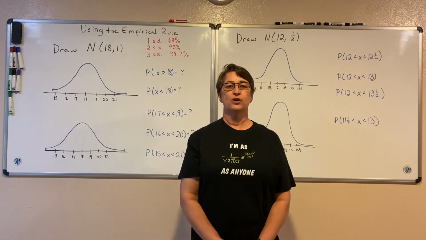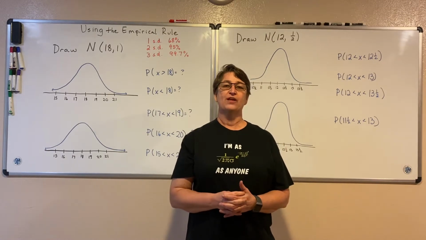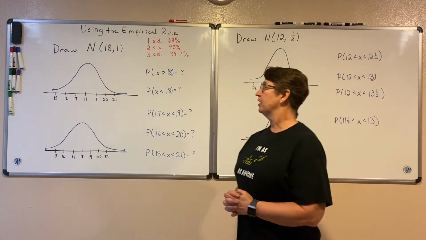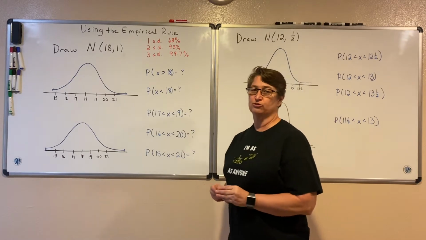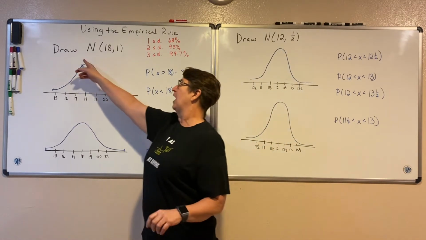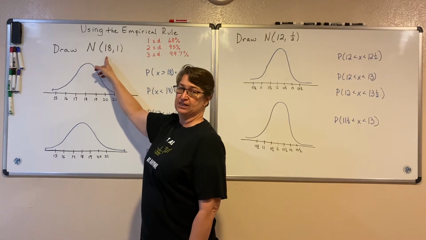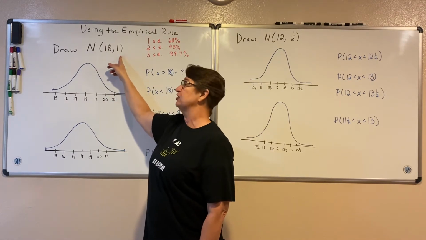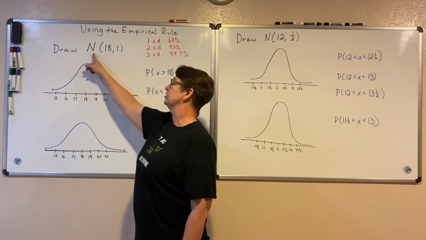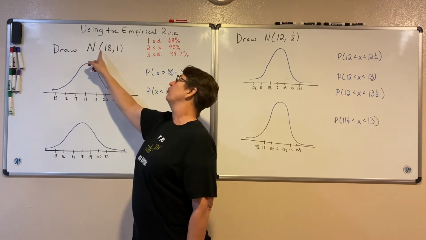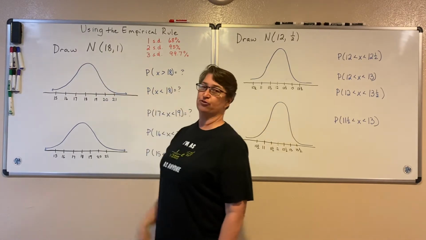In this video, we're going to use the empirical rule to find probabilities. So here I've drawn a couple of normal distributions. In this one, I've drawn a normal distribution with a mean of 18 and a standard deviation of 1. Remember, this notation just means normal with our mean and then our standard deviation.